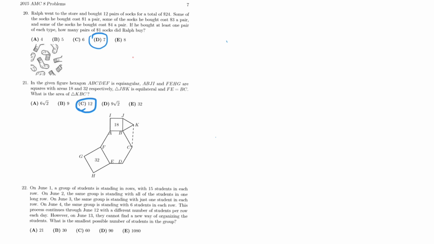On June 1, 15 students in each row. So the number of the students must be a multiple of 15. On June 2nd, all the students in one long row, so that's all the students, still a multiple of 15. On June 3rd, the same group, just one student in each row, so one row is one student.